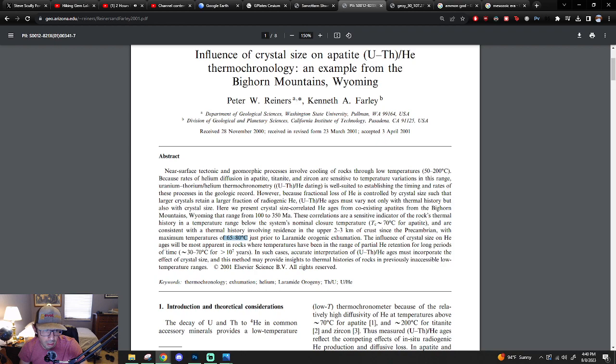Influence of crystal size on helium ages will be most apparent in rocks where temperatures have been in the range of partial helium retention for long periods of time. In such cases, accurate interpretation of uranium, thorium, helium ages must incorporate the effect of crystal size.